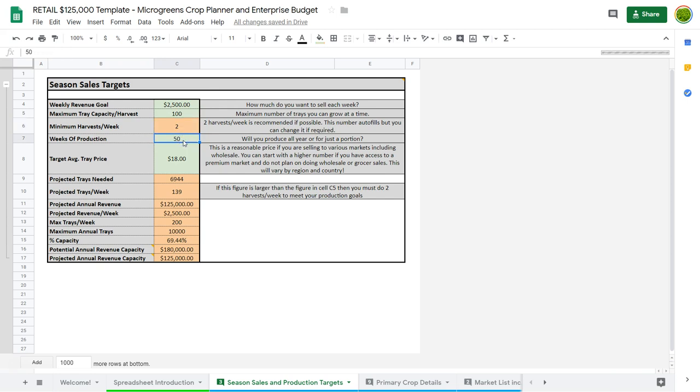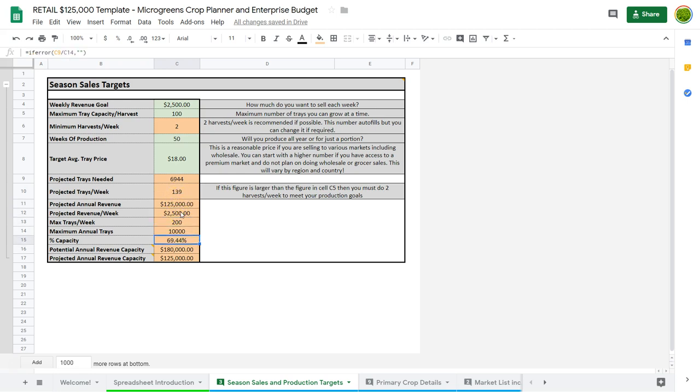This one is set up to do 50 weeks of production, and I'm going to set a target average tray price of about $18. So I start around there and can then tweak things. Once you have this information in, this stuff starts to fill in. You'll see all the orange basically autofills from this information.